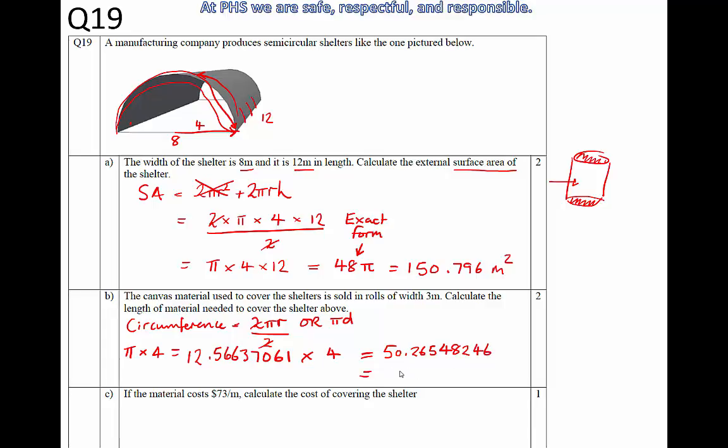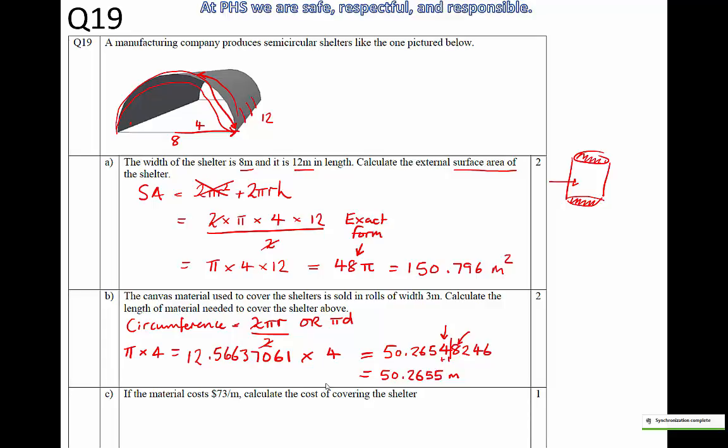So let's go to the nearest, well, it's a manufacturing company, so I'm sure they'd be able to cut it to the nearest millimeter, which is the nearest thousandth of a meter. So we're checking this 4th decimal place. This 8 is bigger than 5, so we have to round up. All right, so 50.2655 meters. That's how much material we need.